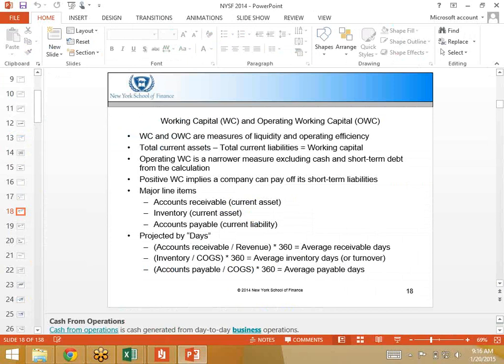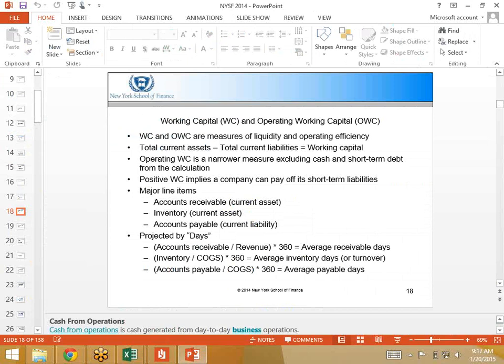In modeling, however, we focus on a narrower definition of working capital called operating working capital, which is current assets not including cash and current liabilities not including short-term debts. So why do we care? Well, when you strip out cash and short-term debts, you're left with accounts receivable and prepaid expenses on the asset side, and inventory, accounts payable, and accrued expenses on the liability side. These are line items that are most directly associated with your operations.